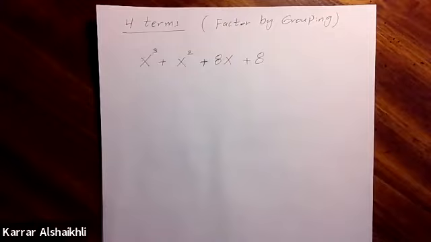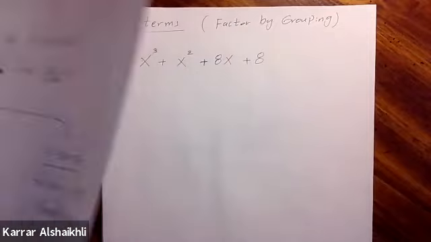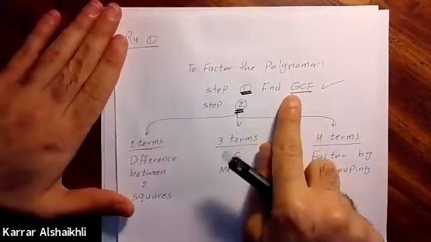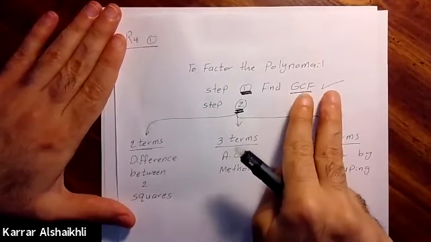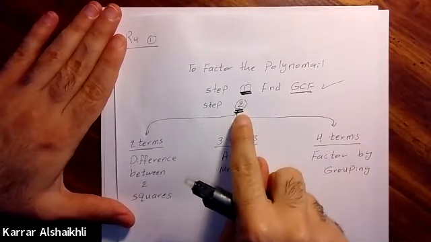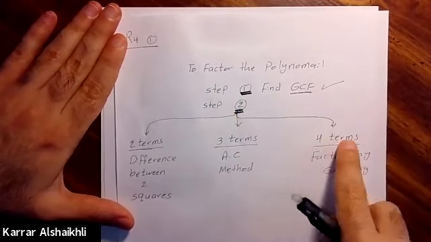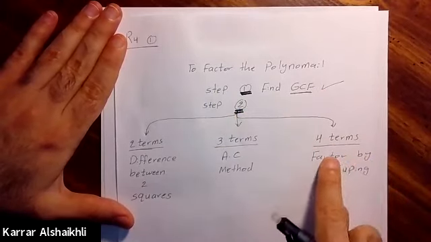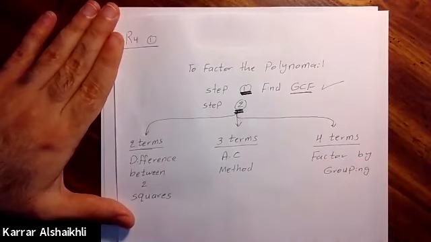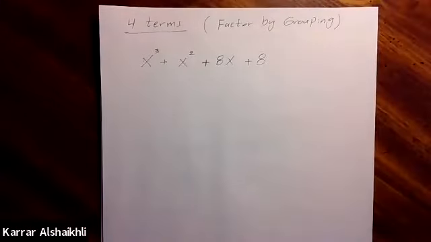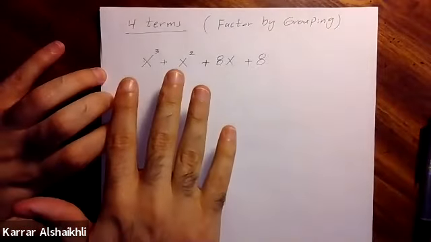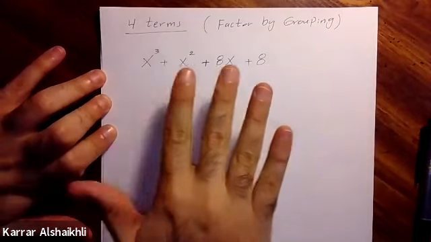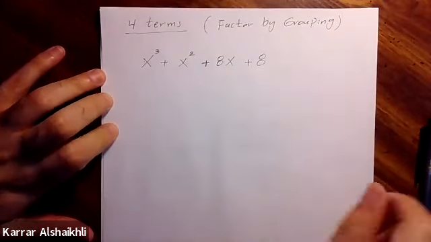That's why we're gonna go to step 2. So step 1, finding the GCF, we check that, we didn't find the GCF, that's why we're gonna go to step 2. In step 2, I have 4 terms, so I'm gonna use this method, factoring by grouping. Let me show you what's the meaning of factoring by grouping. Factoring by grouping, that means you're gonna group 2 terms and you're gonna group these two terms.